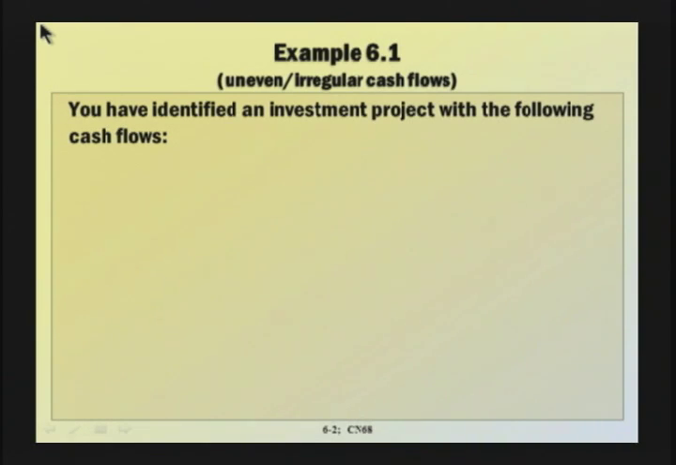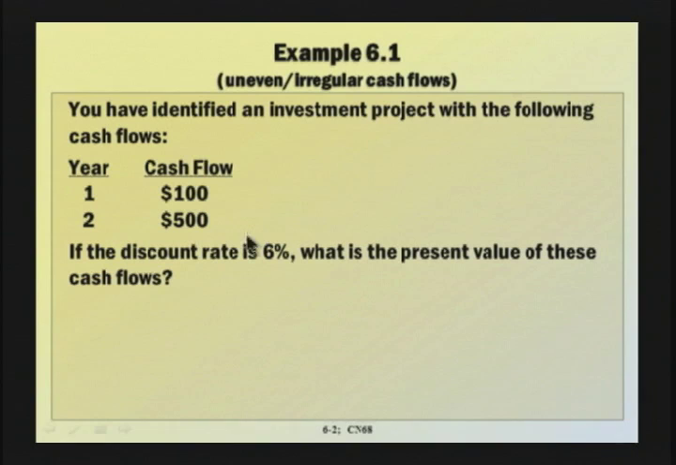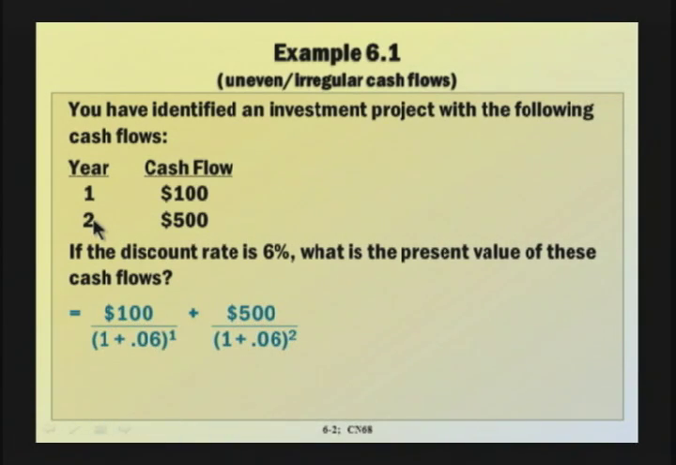Let's start with an irregular cash flow pattern. In this investment project, it will provide you $100 1 year from now and $500 2 years from now. We're going to discount those cash flows at 6% to see what this investment is worth. Those cash flows can just be discounted separately for the appropriate number of years, and then their present values can be added together, and that will give us the total value of the investment, because the value of an investment is the sum of the present values of all the cash flows that the investment will provide.